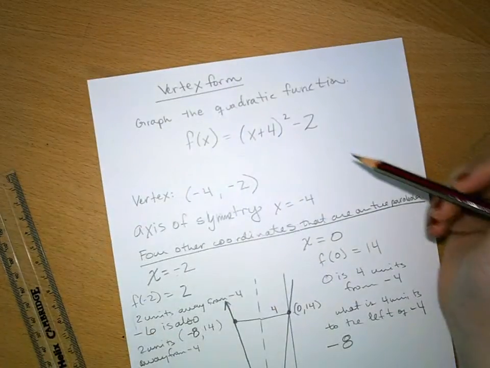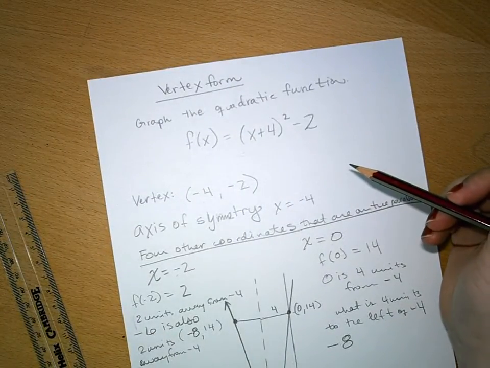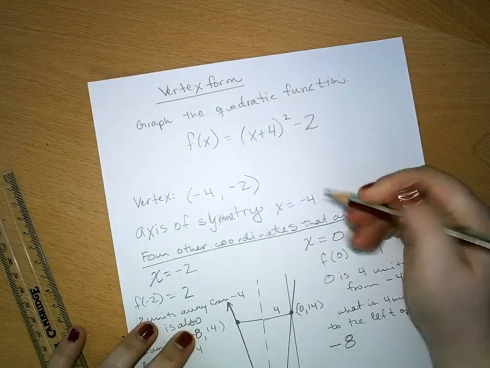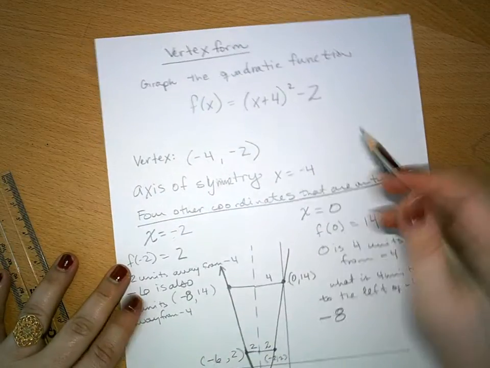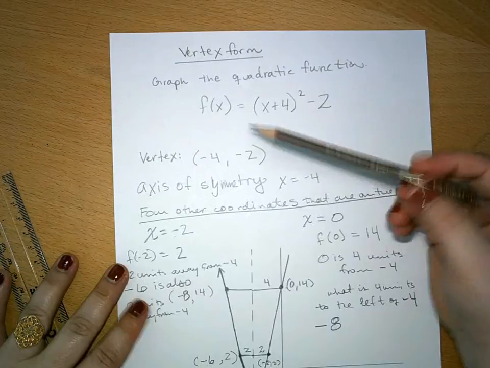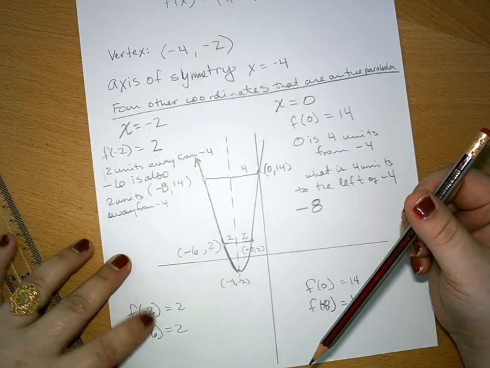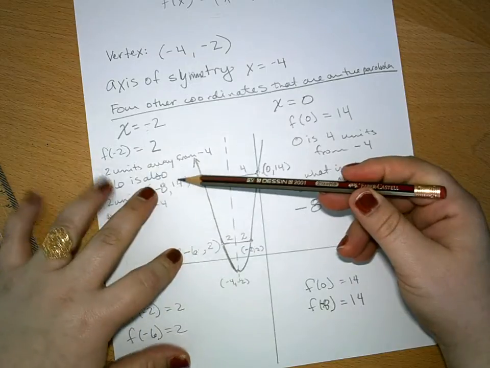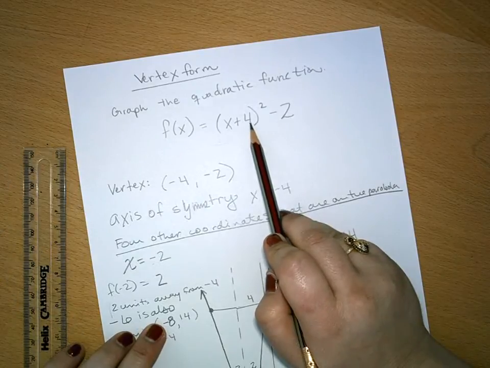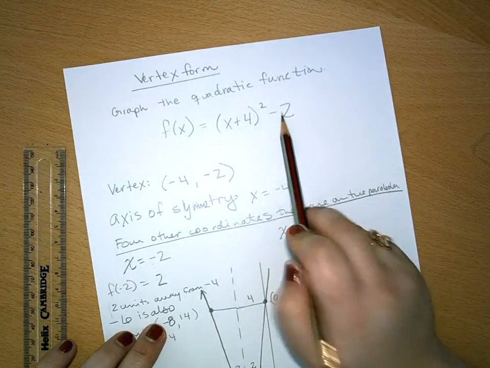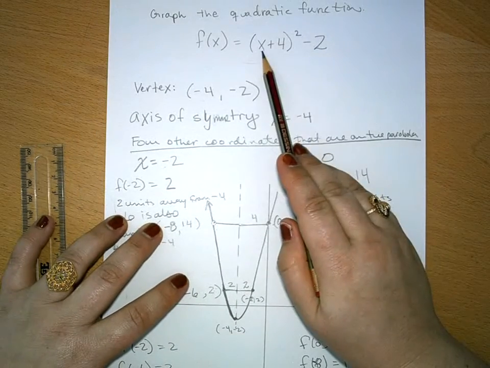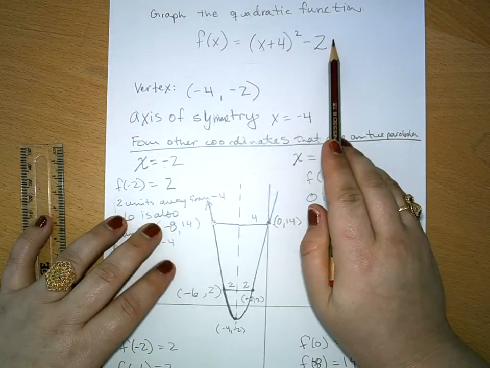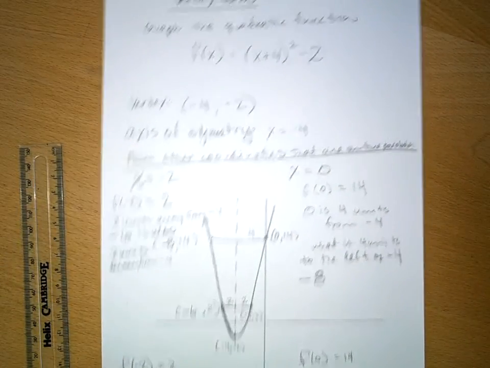Now, if we really wanted to make sure that this is correct, let's go ahead and just put in our other coordinates. So we have -6 and -8. -6 should have an output of 2, so -6 plus 4 is -2, squared is 4, minus 2, which is 2, so that checks out. And then -8. -8 plus 4 is -4, squared is 16, minus 2 is 14, so that also checks out.